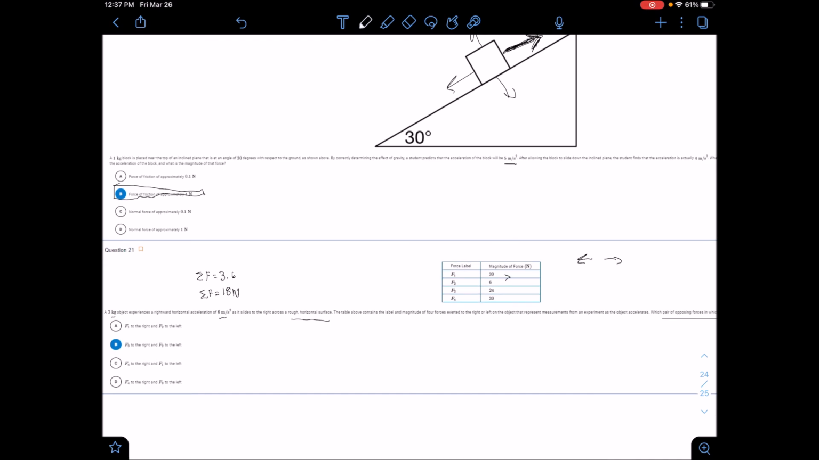Force 1 and force 2 results in 24 newtons, which is not equal to 18, so it's not A. Force 3 and force 2: the magnitude of 6 minus 24 is equal to 18. So that is correct, but we can continue checking. Force 4 and force 1: 30 minus 30 is obviously 0, so no. And force 4 and force 3 is equal to 6, and so that is wrong. So that leaves our only answer choice being B.